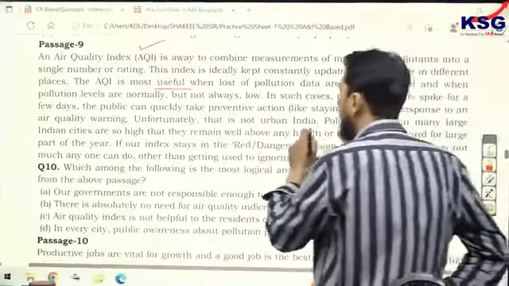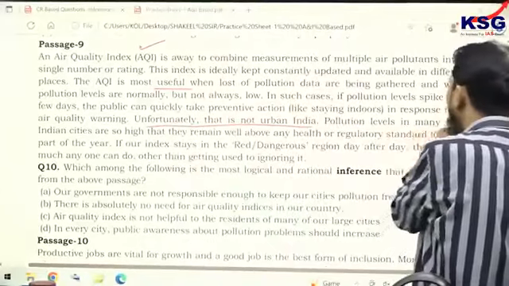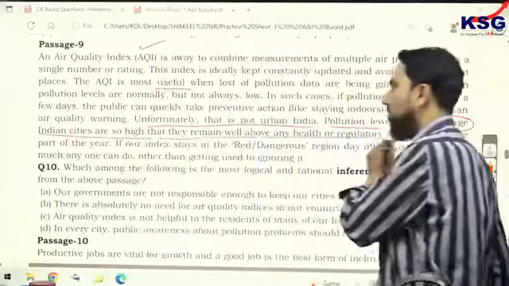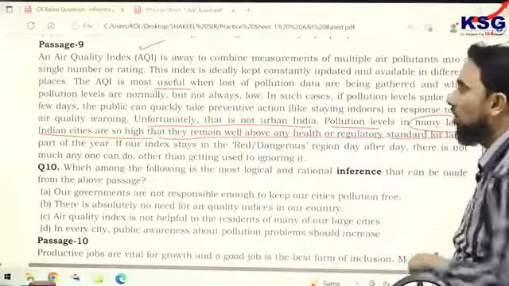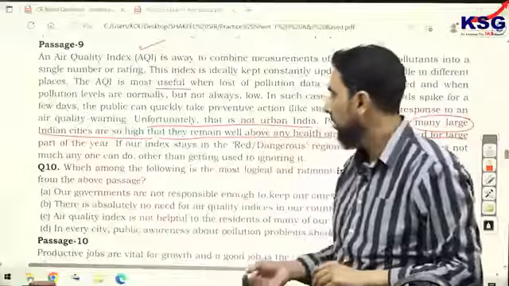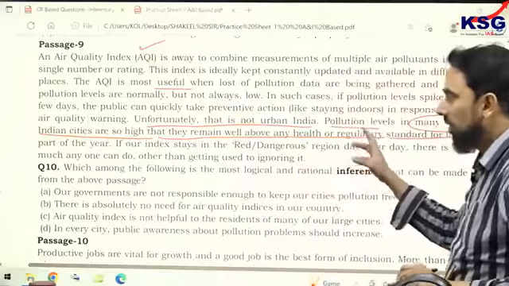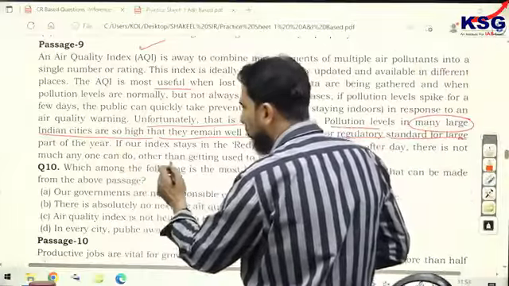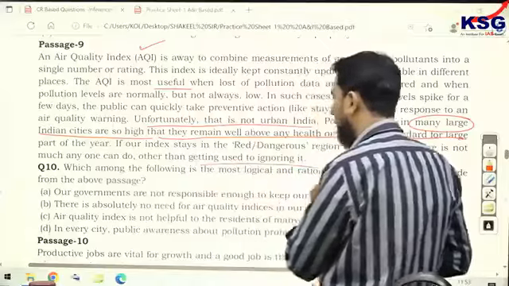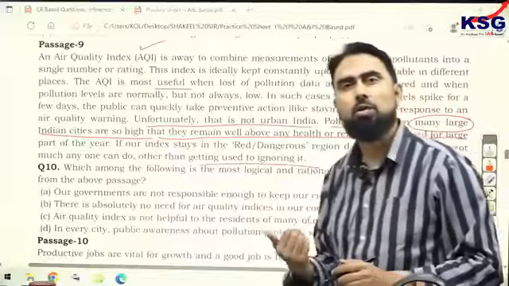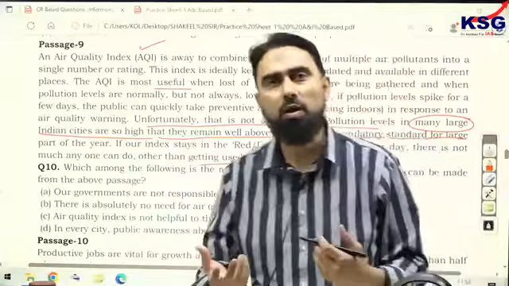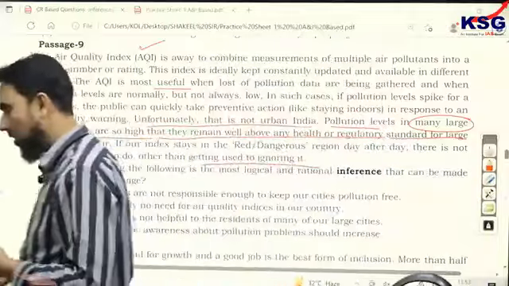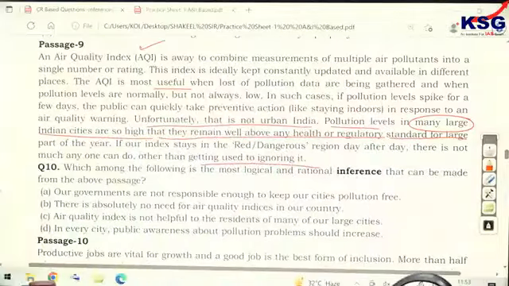However, unfortunately, that is not urban India. Pollution levels in many large Indian cities are so high that they remain well above any health or regulatory standards for a large part of the year. So then the author mentions if our index stays in the red or dangerous region day after day, there is not much anyone can do other than getting used to ignoring it. Well, how long can you stay indoors? Then the very purpose of AQI loses its significance because people cannot stay indoors for long, it becomes a norm.